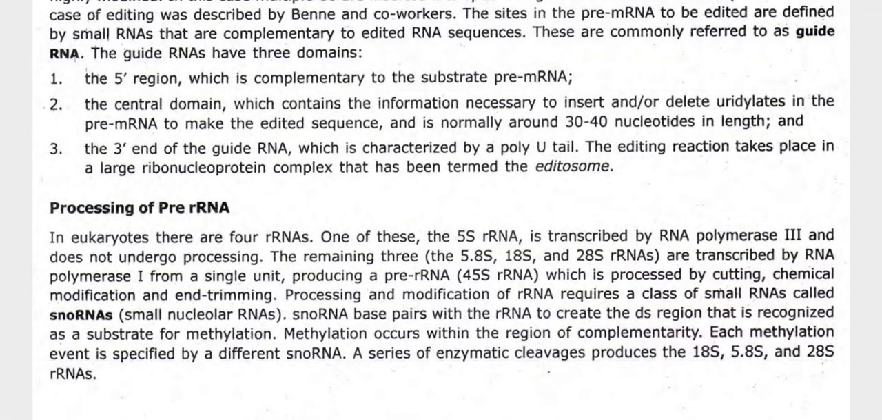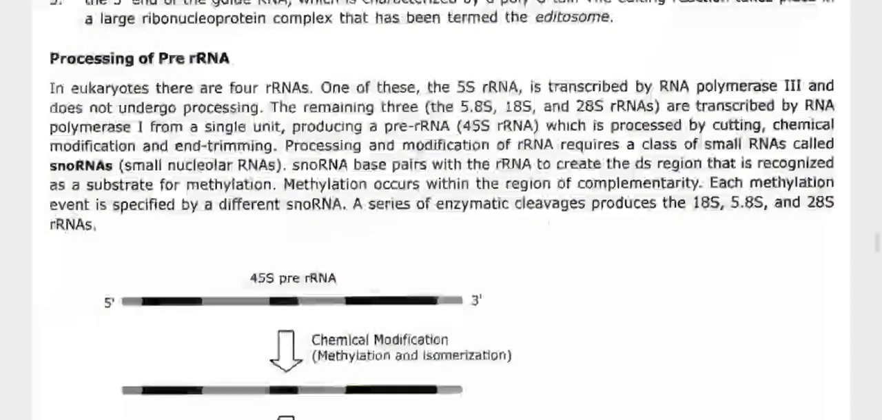Then processing of pre-rRNA. In eukaryotes, there are 4 rRNAs. One of these, 5S rRNA, is transcribed by RNA polymerase 3 and does not undergo processing. The remaining 3 are transcribed by RNA polymerase 1 from a single unit, producing a pre-rRNA, which is processed by cutting, chemical modification, and end trimming.